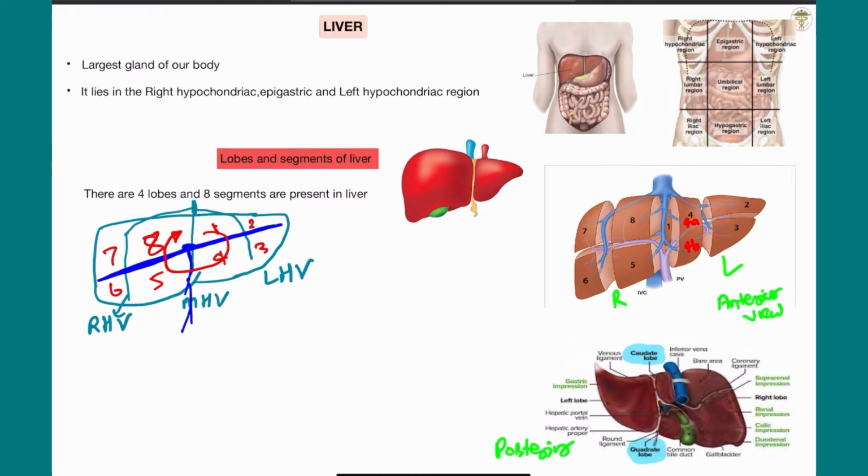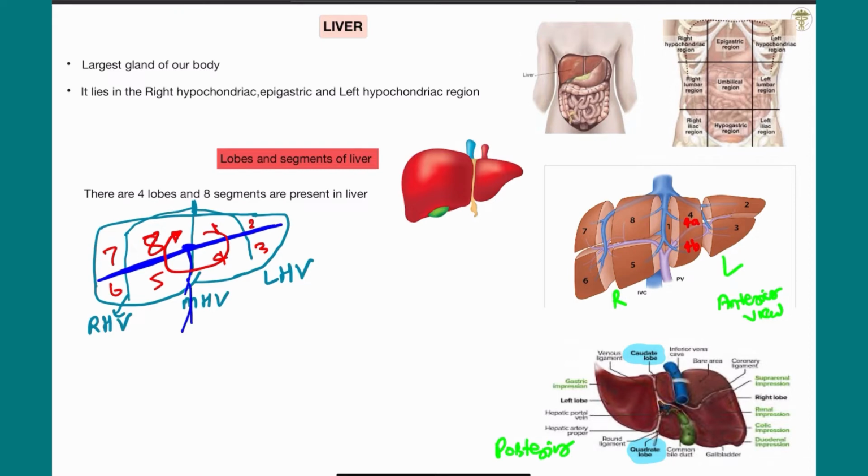The first segment is not visible from the anterior view, because I said the caudate lobe is present in the posterior view and visible in the posterior. So the first segment is not visible in the anterior region. You will see it is present inside. Look inside. It is present in the posterior region, not in the anterior region. So a total of 8 segments are present in the liver, and 4 lobes are present.